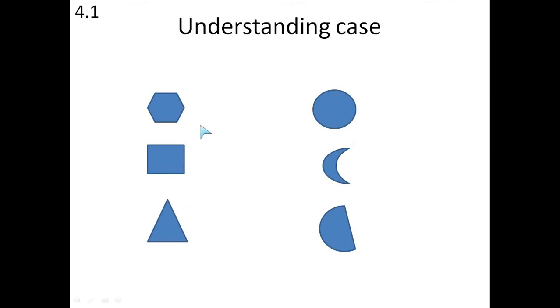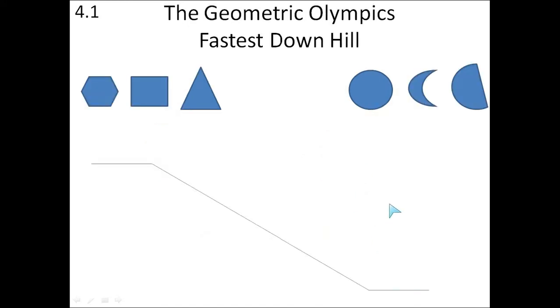So you have the straight shapes with straight edges. We have a hexagon here, square and a triangle, and we have the curved shapes, a circle, crescent and a semicircle. And in order to help us understand what is case, we're going to first participate in the Geometric Olympics, and we're going to see which of these shapes are the fastest down the hill.